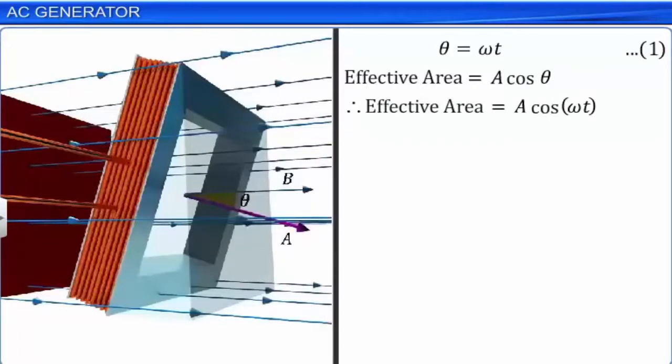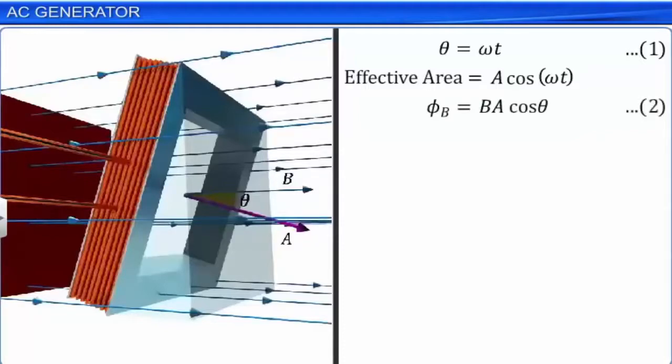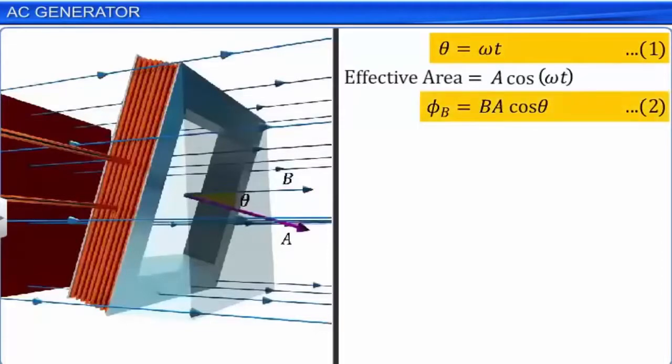In other words, the rotation of the coil causes the magnetic flux through it to change, thereby inducing an EMF in the coil. The flux through the coil at any instant of time is given by the equation phi B is equal to BA cos theta. Let this be equation 2. On substituting equation 1 in equation 2 and simplifying, we get the equation phi B is equal to BA cos omega t. Let this be equation 3.